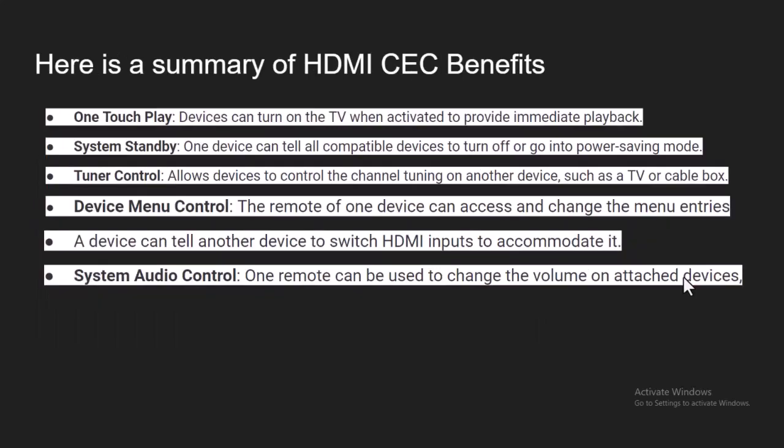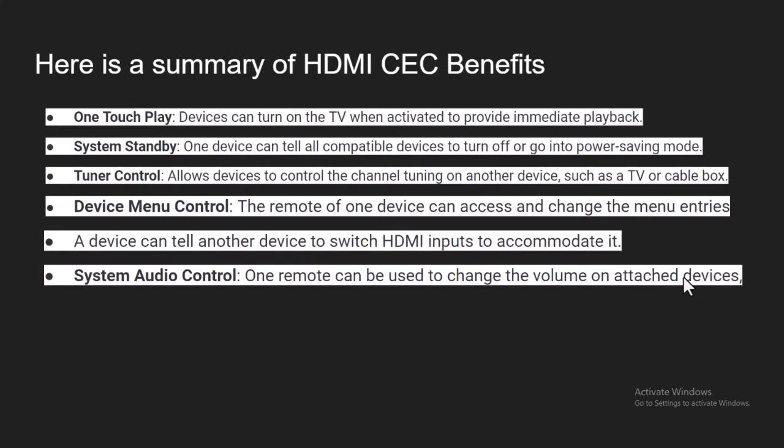So here's a summary real quick of some of the HDMI-CEC benefits. First one is one-touch play. Devices can turn on the TV when activated to provide immediate playback. Number 2, system standby. One device can tell all compatible devices to turn off or go into power saving mode, or something called standby. Number 3, tuner control. It allows devices to control the channel tuning on another device, such as a TV or a cable box. That's important.